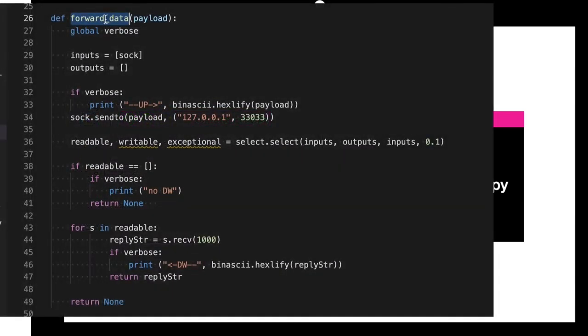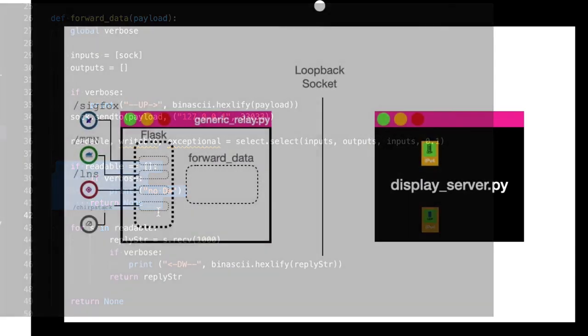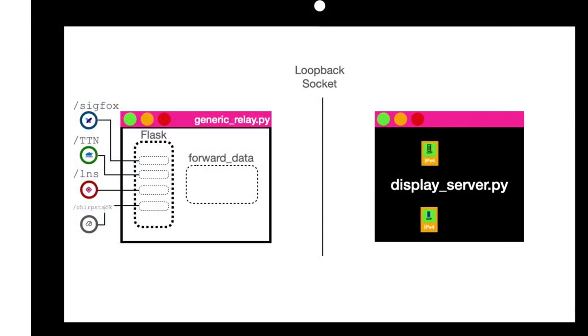The forward data function then uses the select call to wait for a response from the program for 0.1 seconds. If data is received, it is returned to the calling function. Otherwise, None is returned. In this case, the post from the network gateway is simply acknowledged. So for each LNS technology, we know if downlink data needs to be sent to the link.